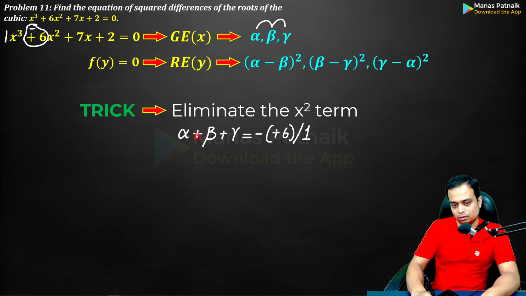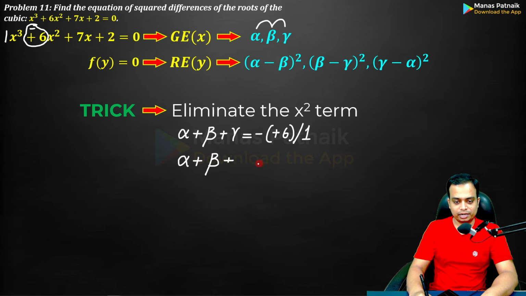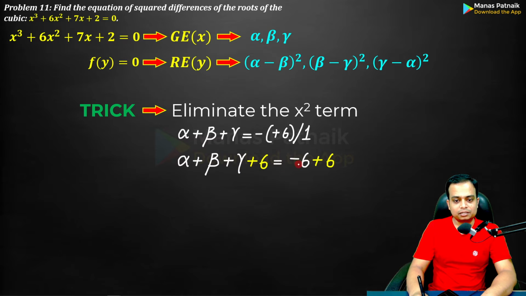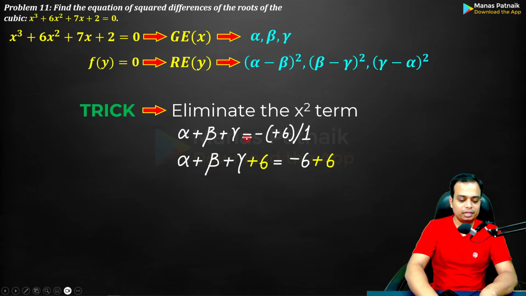If you want the sum of the roots, by the way, to be equal to 0, what you need to do is, let me first of all write this again. Alpha plus beta plus gamma is minus 6. I'll add plus 6 to both the sides. Please watch. Okay, sir. What will happen? The RHS will become automatically 0 and this 6 can be split up into alpha plus 2, beta plus 2 and gamma plus 2. Let me immediately do that.